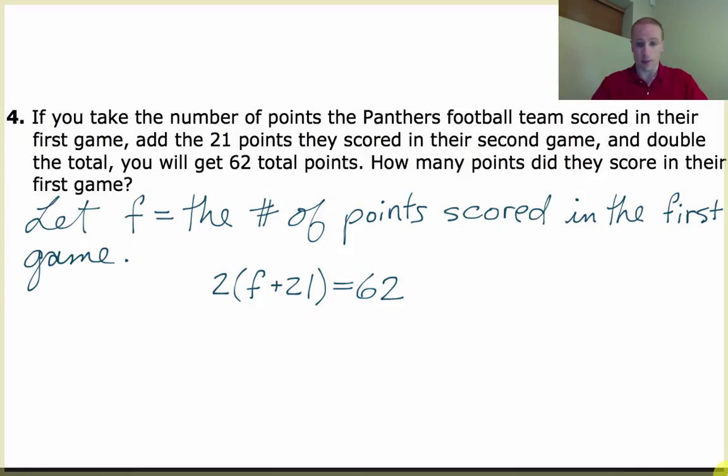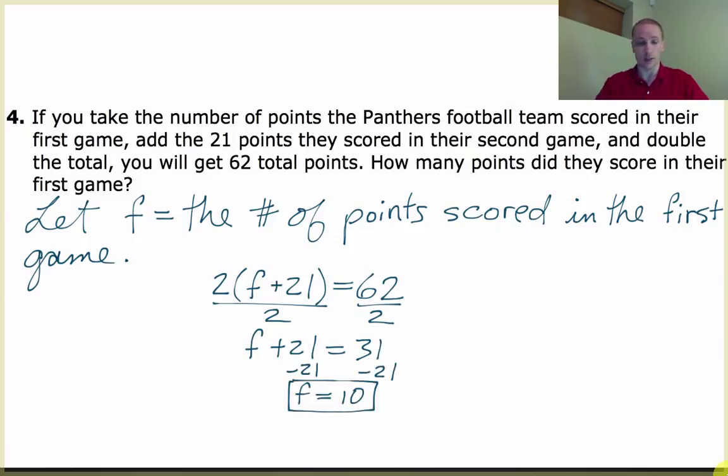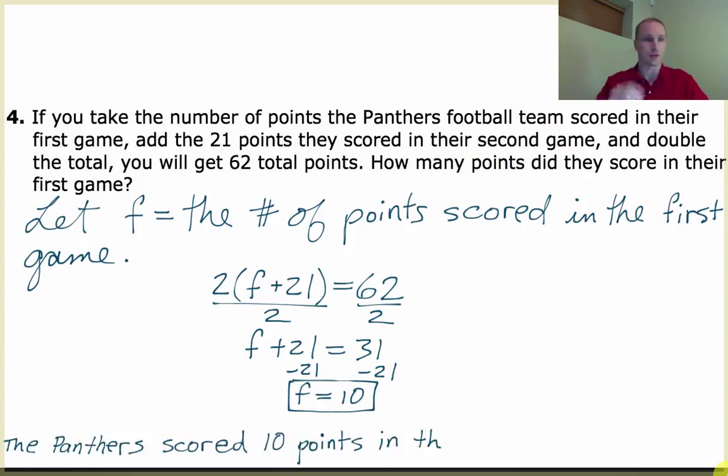Whether you expand the brackets or use the method of inverses, that's up to you. Me personally, I'd rather use the method of inverses, so I'm going to divide both sides by 2 first, then subtract 21, and this gives me my solution. And now I can write my full sentence answer: therefore the Panthers scored 10 points in their first game.